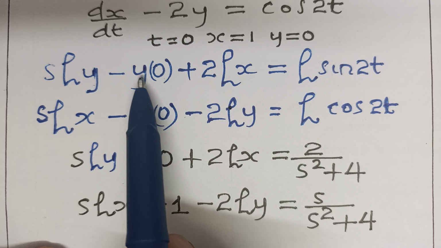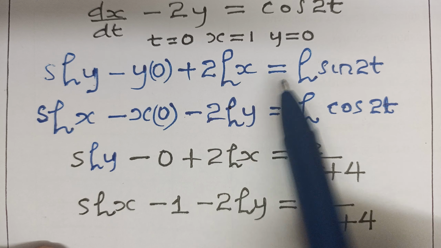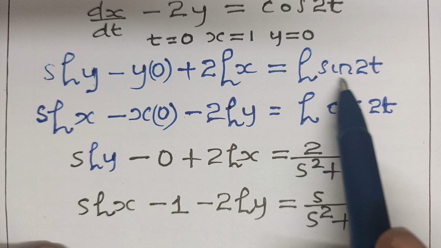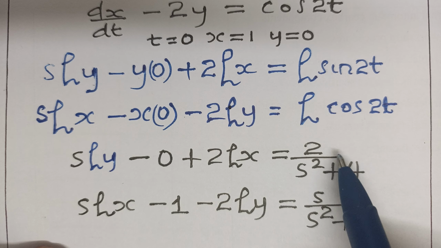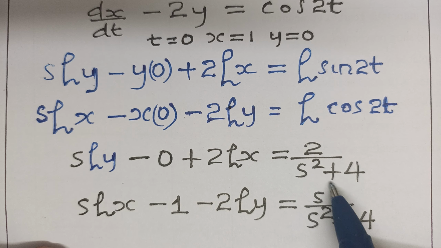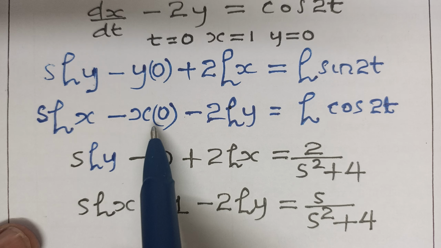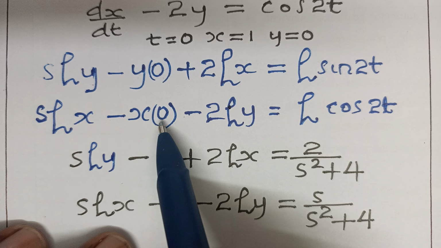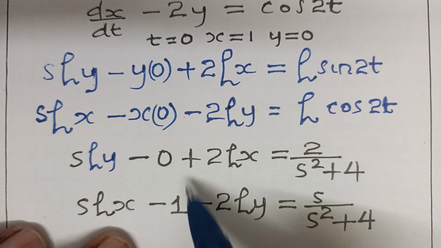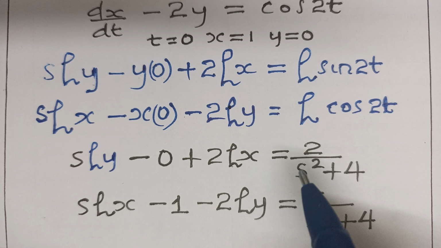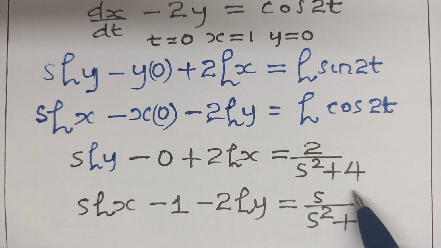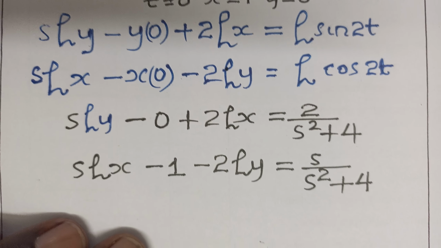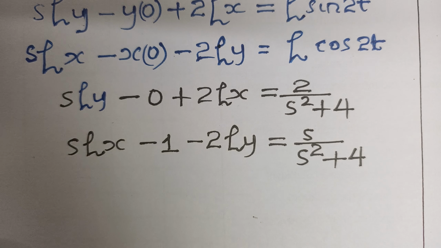For the first equation, we now replace for y0, and y here, as you can see, is 0. And then for sin 2t, the Laplace transform of sin 2t is 2 all over s squared plus 4. In the next equation, we replace for x0. When t is equal to 0, x equals 1, and so I will put 1 there, minus 2 Laplace transform of y, and here we have the Laplace transform of cos 2t, which is s all over s squared plus 4. Guys, now we continue.